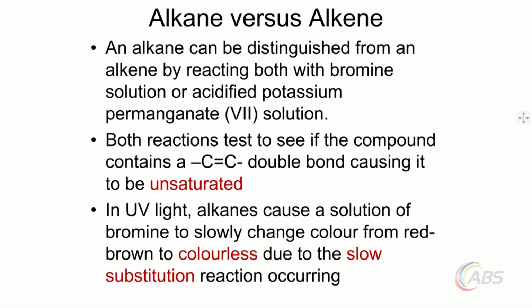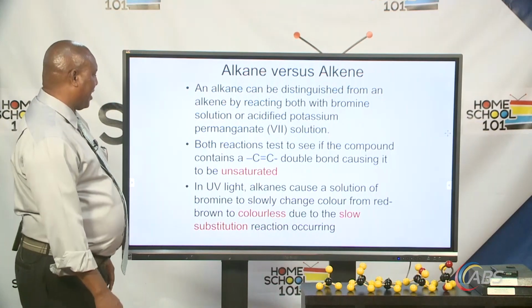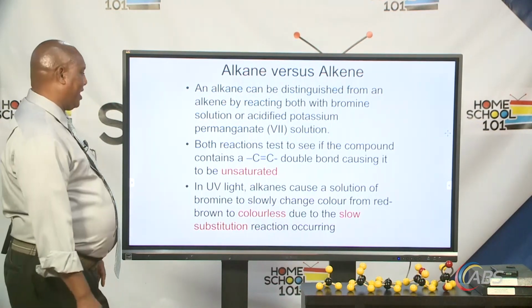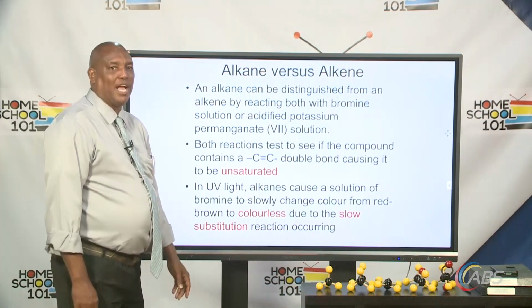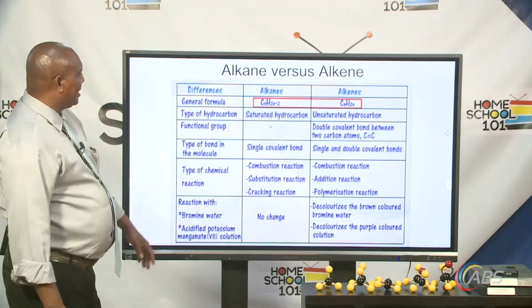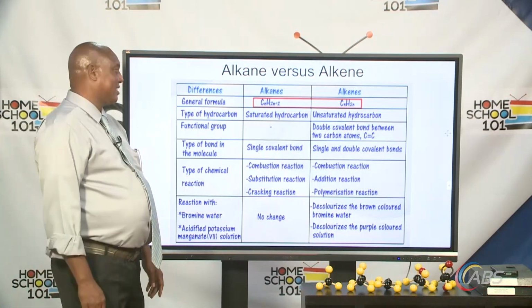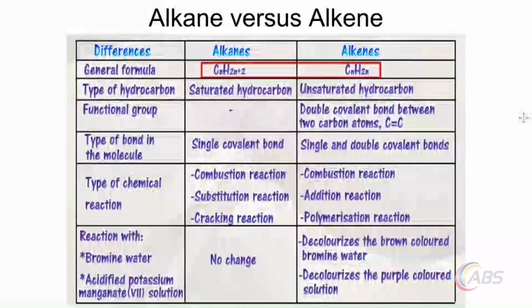In UV light, alkanes cause a solution of bromine to slowly change color from red-brown to colorless. Okay? Due to the slow substitution reaction that occurs. All right, and then we can summarize or tabulate the differences between alkanes and alkenes. The general formula for an alkane, as mentioned before, homologous series, same series, CnH2n+2. We know how to do that. Alkenes, CnH2n. So there's a difference.